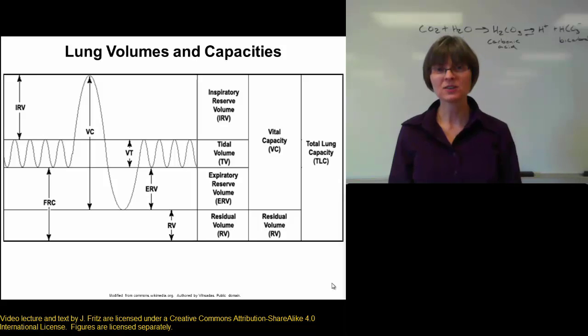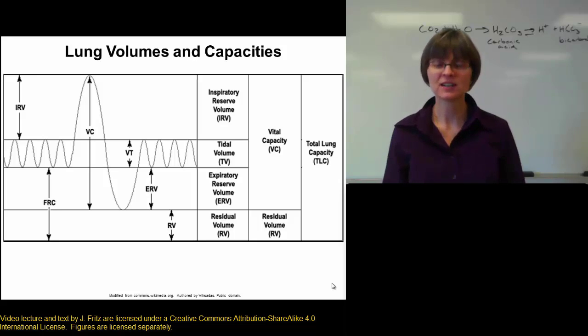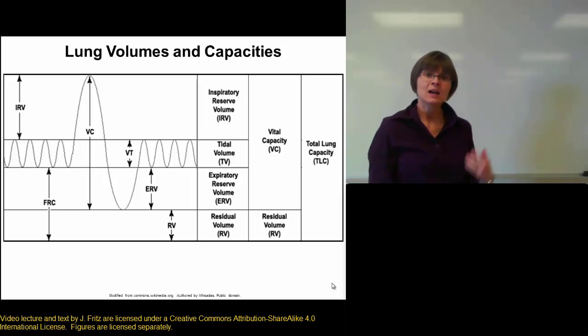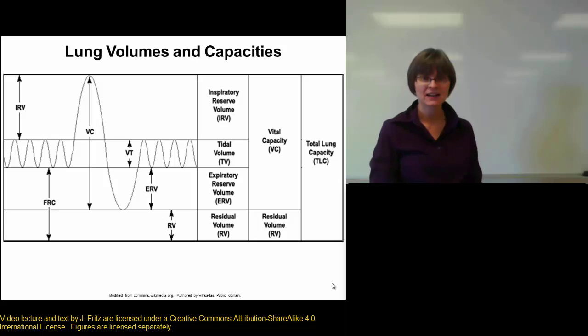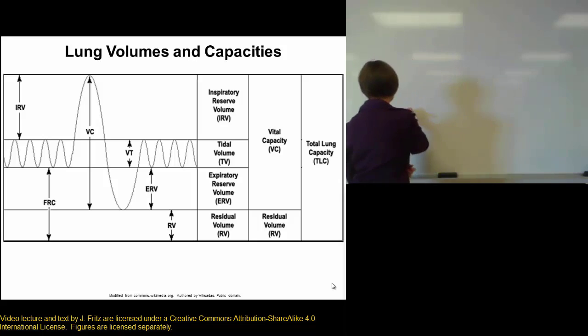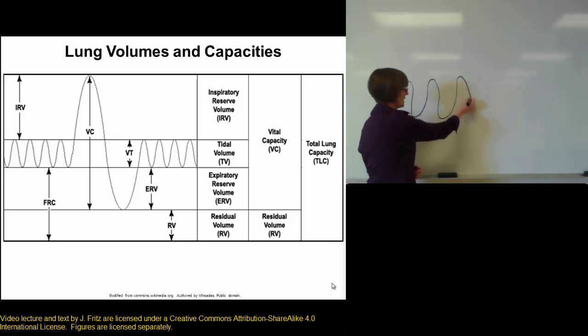So what you can see on the screen is a diagram that's been simplified a little bit from your lab guide that looks at some of the lung volumes that I want you to understand. So let's take a look at those together. What the drawing is showing you is the movement of air in and out. We've got a line going up and down, representing breathing in and breathing out.